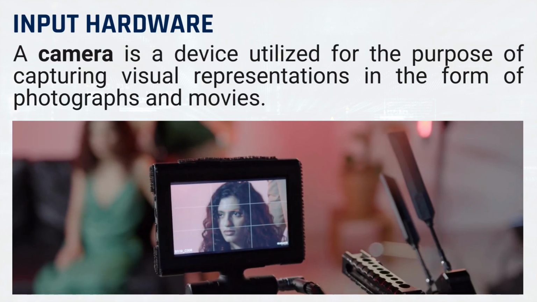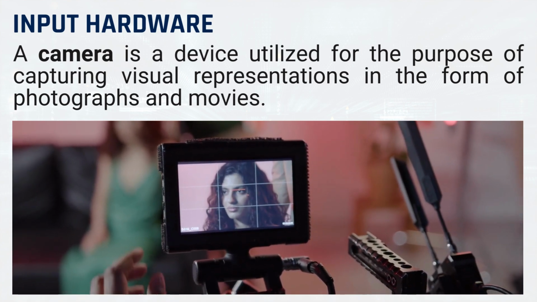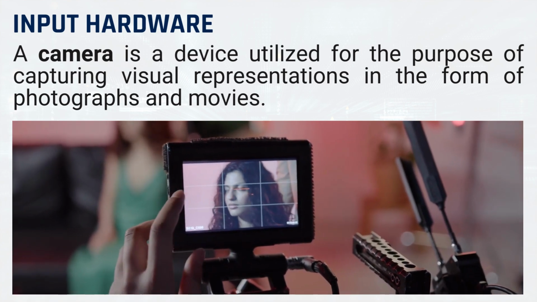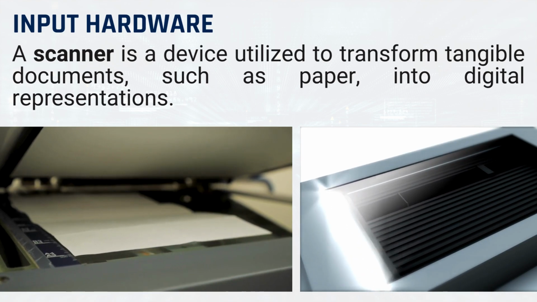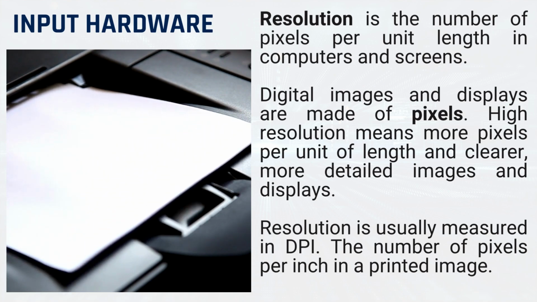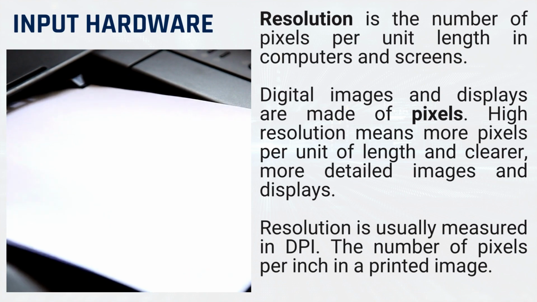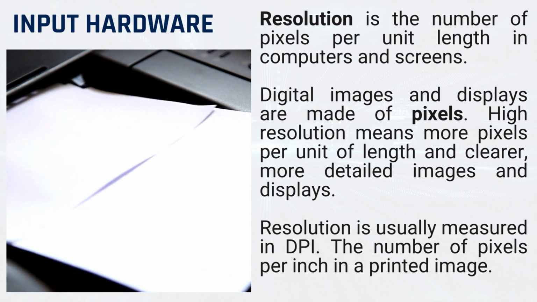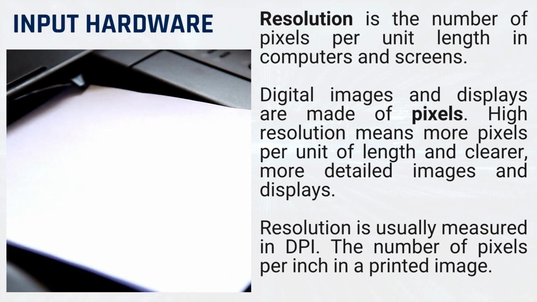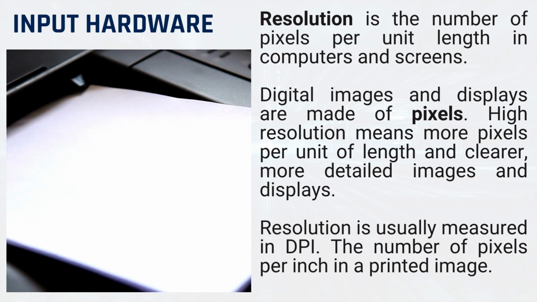A camera is a device utilized for the purpose of capturing visual representations in the form of photographs and movies. A scanner is a device utilized to transform tangible documents, such as paper, into digital representations. Resolution is the number of pixels per unit length in computers and screens. Digital images and displays are made of pixels. High resolution means more pixels per unit of length and clearer, more detailed images and displays. Resolution is usually measured in dpi, the number of pixels per inch in a printed image.